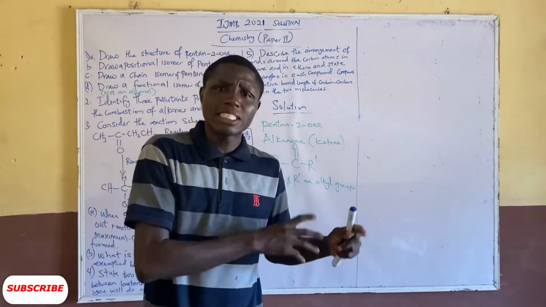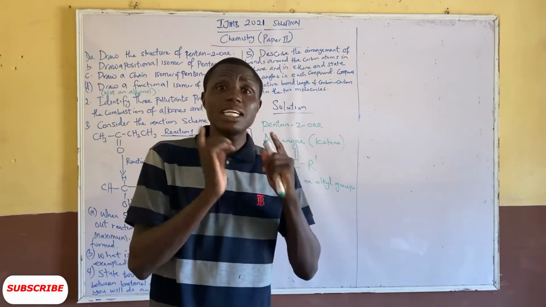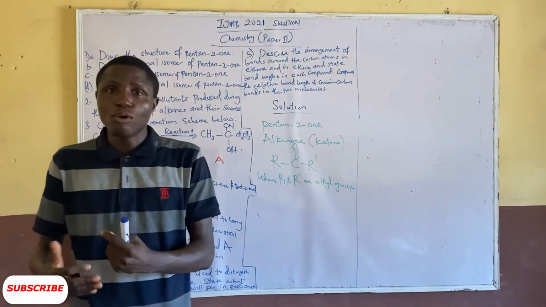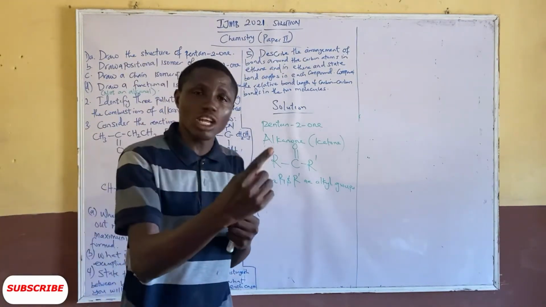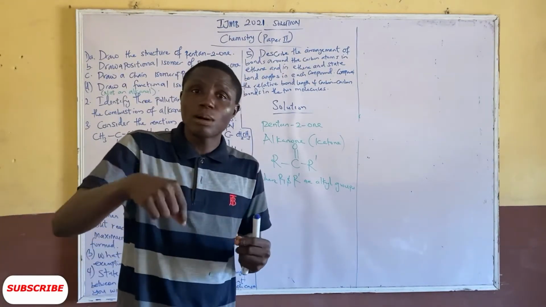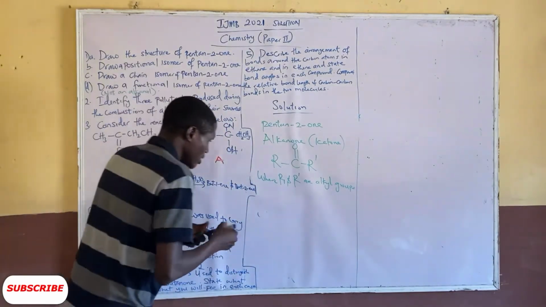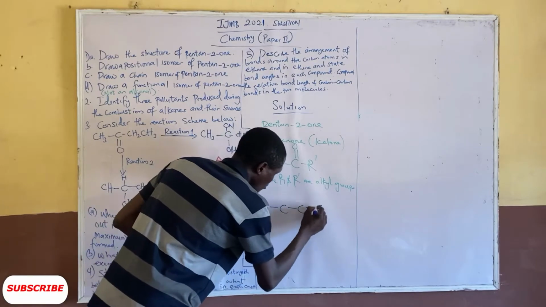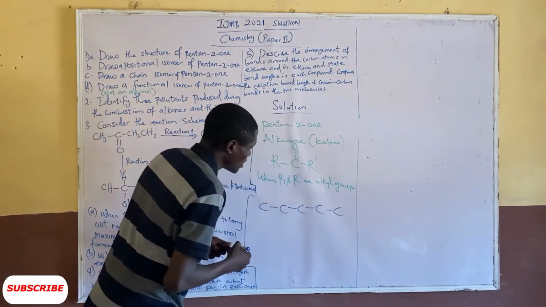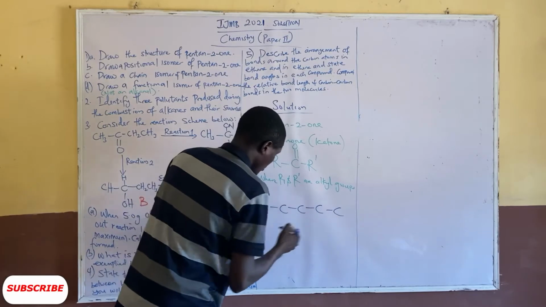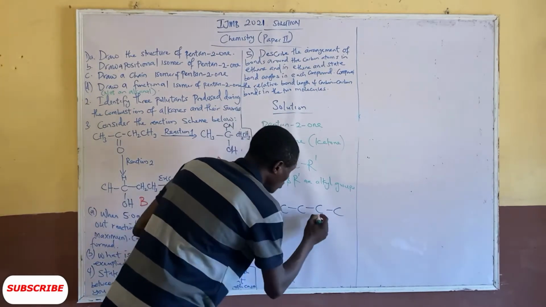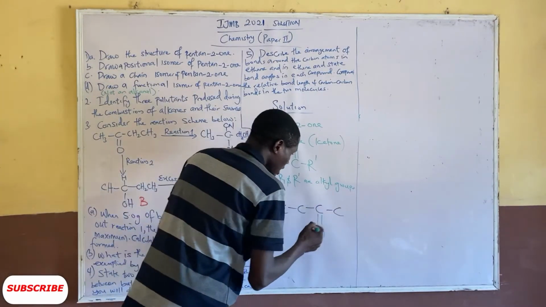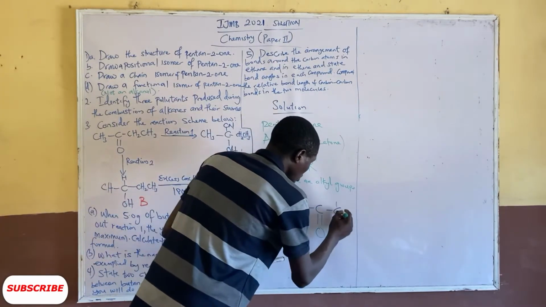Now the word pentan means 5. Pent means 5, so the structure is going to have 5 carbons. And the location of the functional group will be on carbon number 2. So let's draw it now. We have 5 carbons as a result of pentan: 1, 2, 3, 4, 5. The functional group will be on carbon 2 because it is pentan-2-one. Then you can fill the rest with hydrogen.